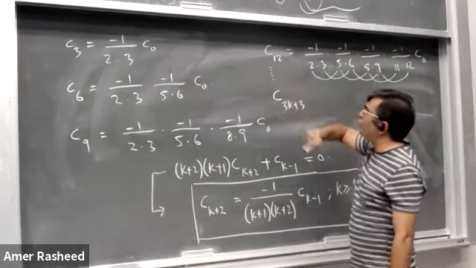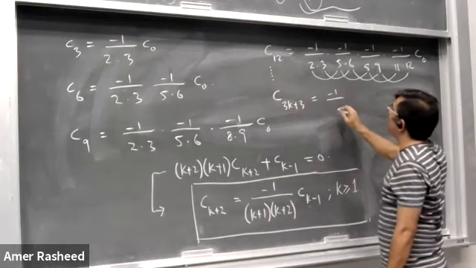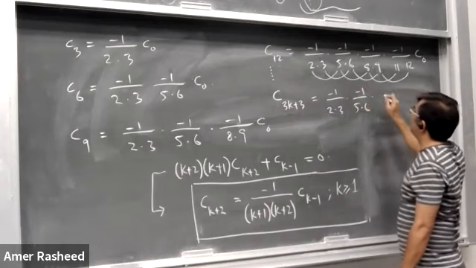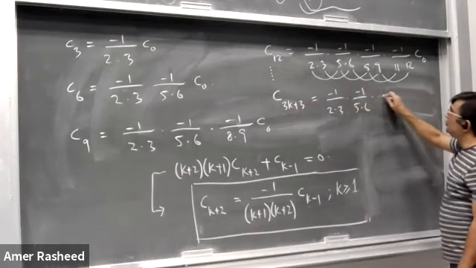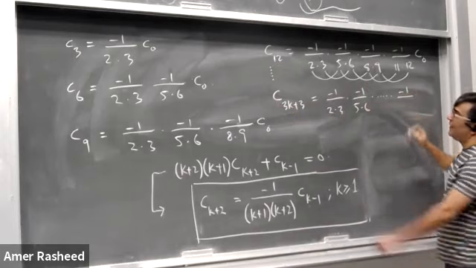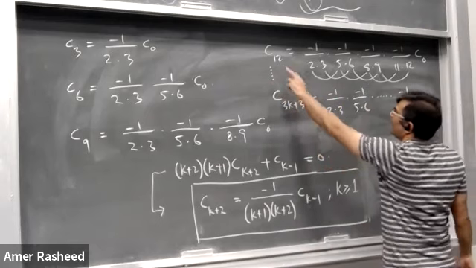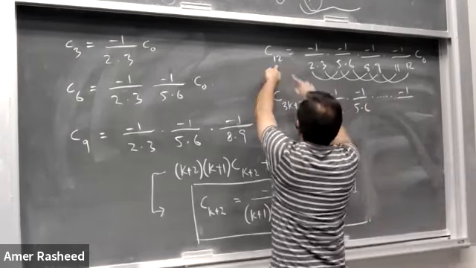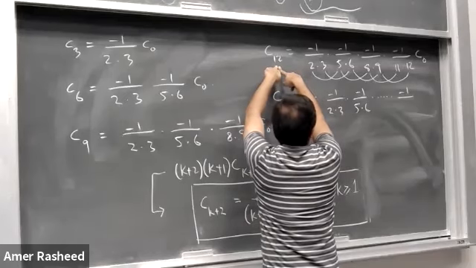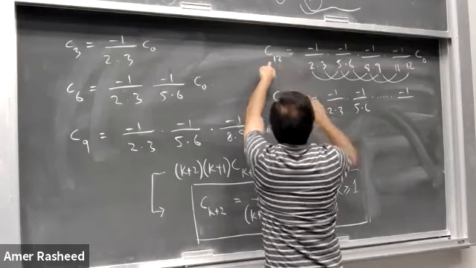And C3K plus 3 will be what? Minus 1 over 2 times 3 into minus 1 over 5 times 6 into so on into minus 1 over what? Here, 3K, or you can also look at it here, we wrote 3K plus 3, so what will come here? 3 into what?